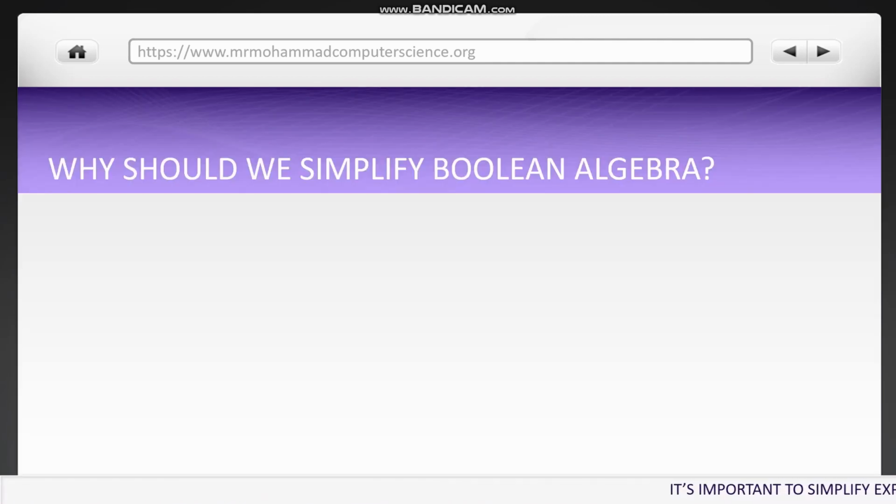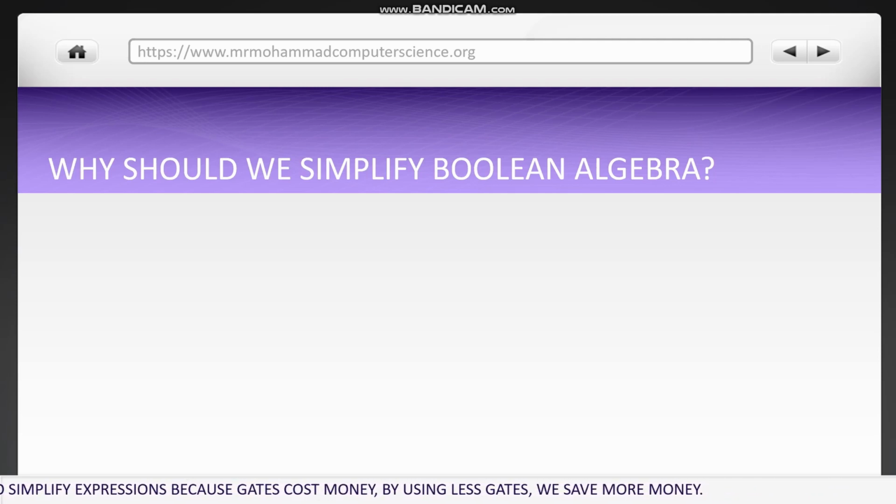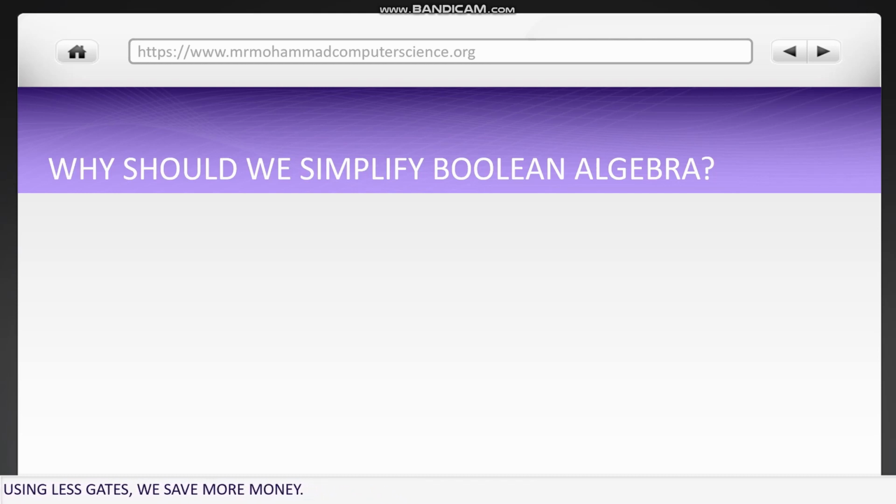So why should we simplify Boolean algebra? It's important to simplify expressions because gates cost money in the real world. By using fewer gates, we can save more money. And by simplifying the expressions, we will be using fewer gates.